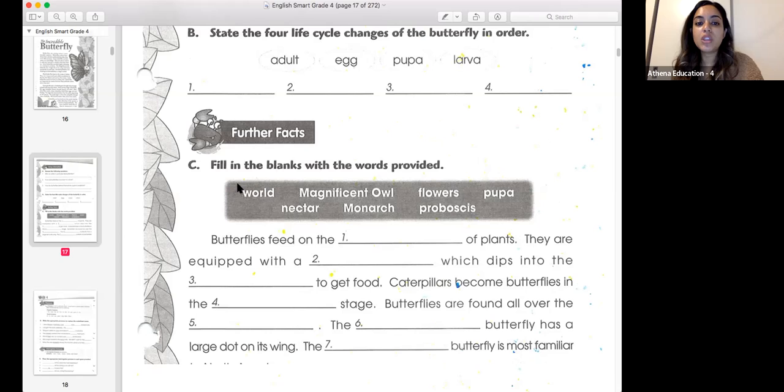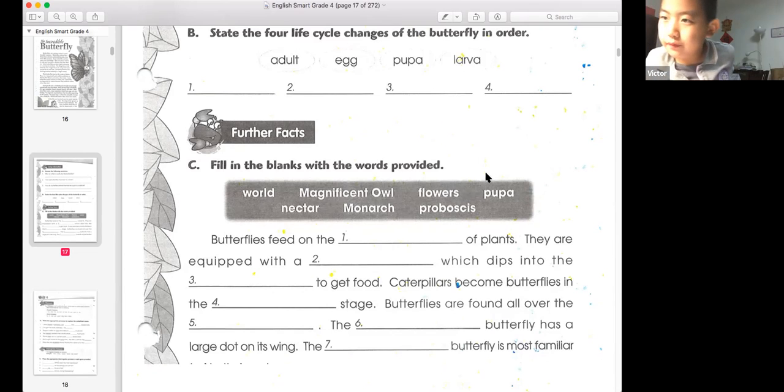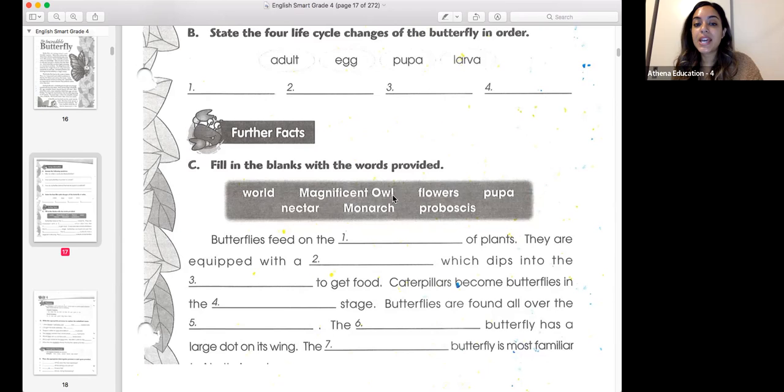So let's read the words that we have in our box here. World, magnificent, owl, flowers, pupa, nectar, monarch, and proboscis. Okay, so those are the words that you can use to fill in the blanks.